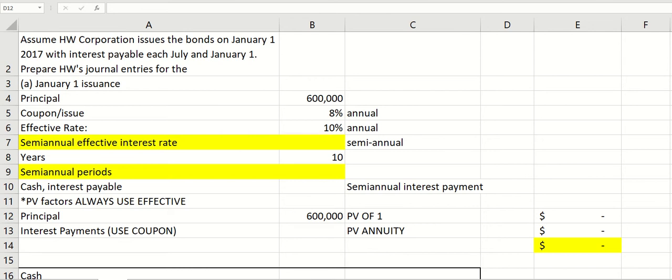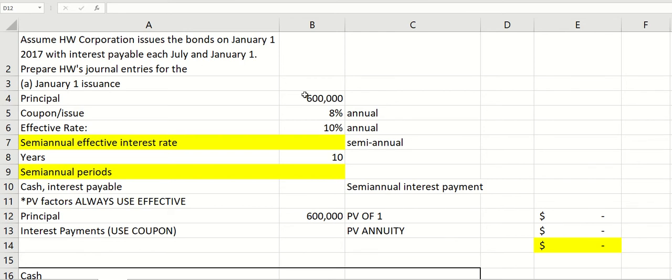We need to figure out bond issuance, and they just told us the percentage but not the actual amount they issue at. So we'll first find how much they're going to issue at by looking at the principal and the interest payments. HW Corporation issues bonds on January 1st, 2017, with interest payable each July 1st and January 1st. Prepare HW's journal entries for the January 1 issuance, and then it goes on to the July 1 and the December 1 adjusting entry.